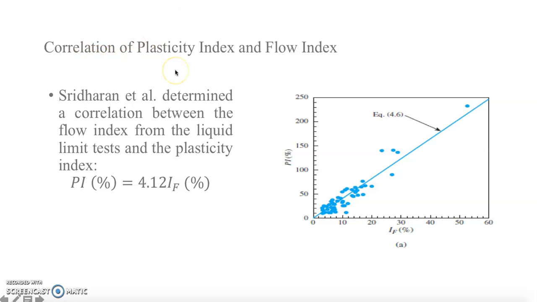So we're going to continue our discussion on correlation of plasticity index and flow index. The correlation between the two was studied and determined by Sridharan and his company. He stated that the correlation between the flow index, from the liquid limit test, and the plasticity index is given by this equation: plasticity index in percentage is equal to 4.12 times the flow index, which is also in percentage. And we have here the graph showing the relationship between the two. Along the x-axis, you have the flow index, and along the y-axis, you have the plasticity index.